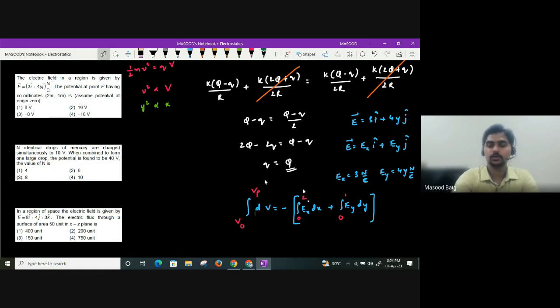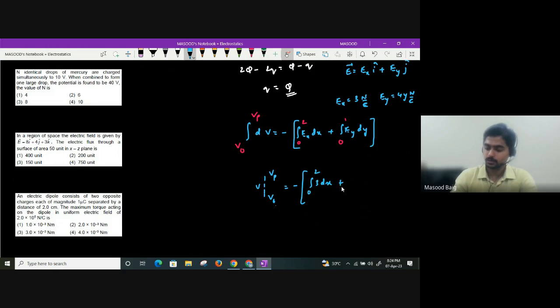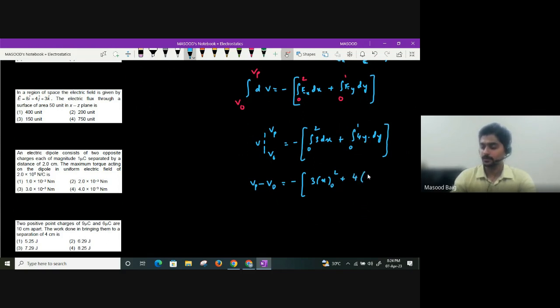So integral dV, as you all know, what will it be? What is integral dV, beta? Integral dV will be V only. From where to where? From V naught to Vp should be equal to minus of integral 3 dx from 0 to 2 plus integral 4y dy from 0 to 1. I hope you understood this. Yesterday we have seen the relation, guys. If you substitute the limits, what are we going to get? Vp minus V naught will be equal to minus of 3, a constant value, we can bring it outside. What will integral dx be, beta? X from 0 to 2. Plus 4, a constant value, we can bring it outside. Integral y dy will be y square divided by 2 from 0 to 1.